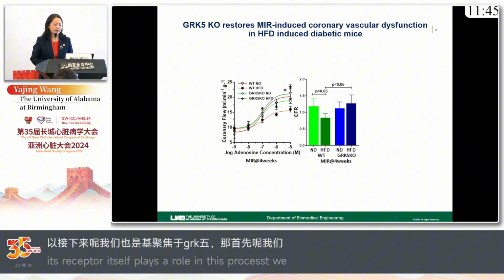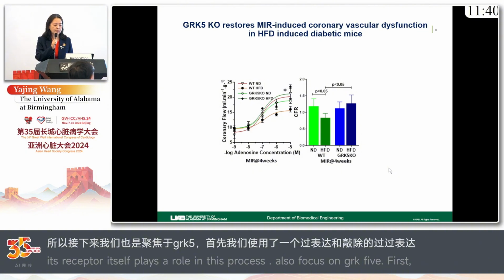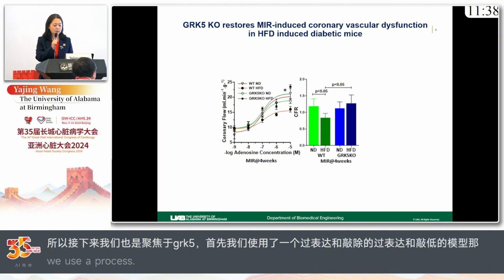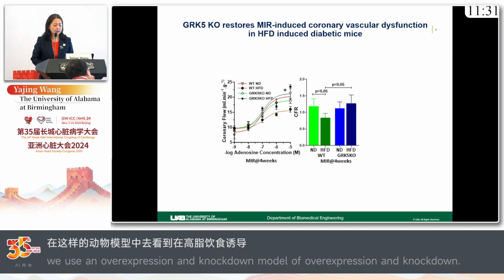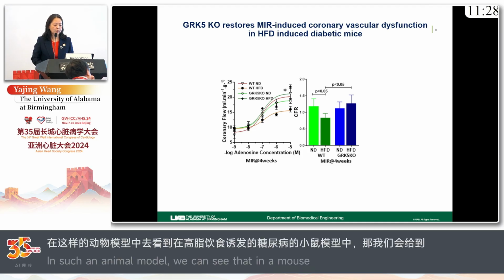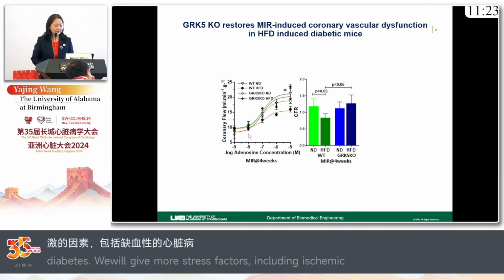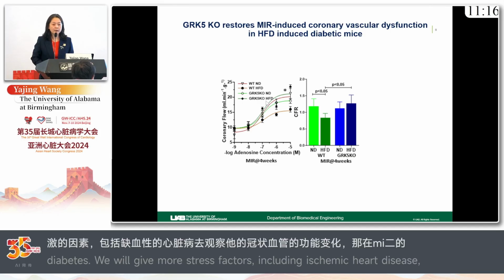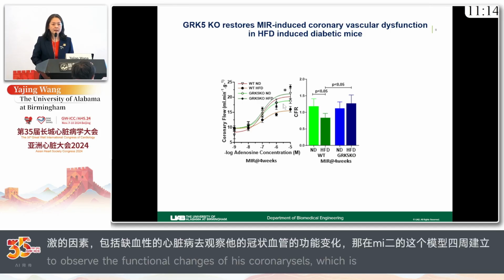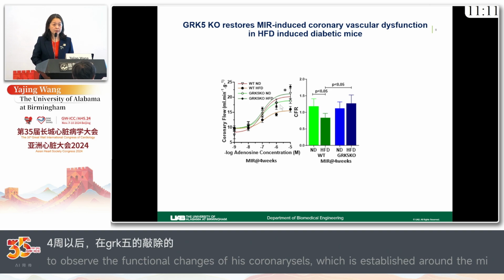To focus on GRK5's function, we first used overexpression and knockdown animal models. We used a GRK5 knockdown animal model, gave a high-fat diet to induce diabetes, and applied the stress of an ischemic heart, and then looked at coronary vascular dysfunction. After giving the diabetes diet, following with the MI model, we can see that in the GRK5 knockout models, even with the high-fat diet, the function was not worse, in fact it was even better.